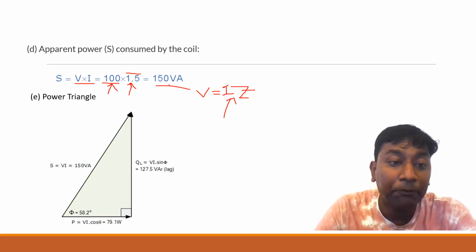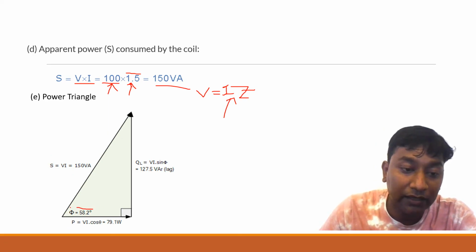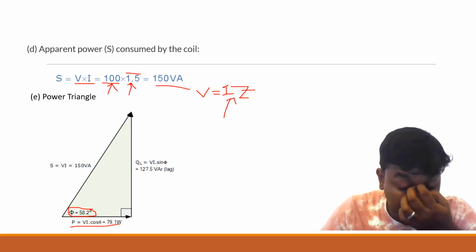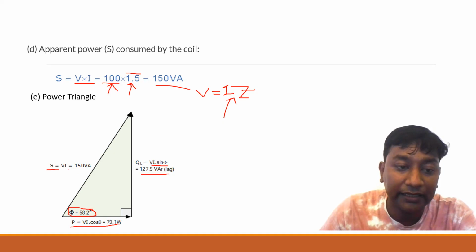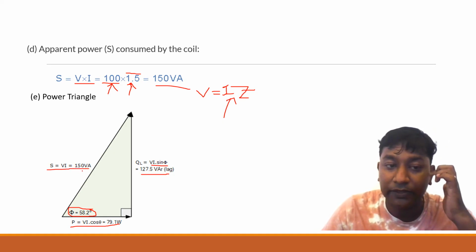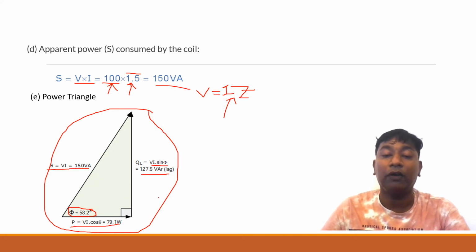Okay, now if you draw the power triangle, there are three components. One is the real power. Already we calculated the phi value, 58.2 degree. So if you put P equals V I cos phi, then we will get 79.1 watt. If you put V I sin phi, then 127.5 volt ampere reactive, and another one is S equals V I, then we will get 150 volt ampere. So this is called the power triangle. So here we are getting all those things: reactive power, then real power and apparent power. So this is the complete form of the power triangle.